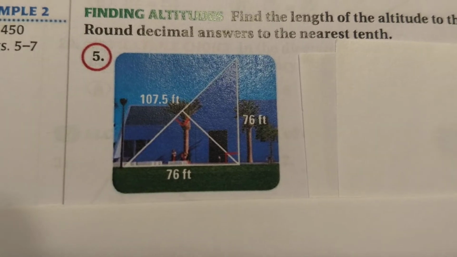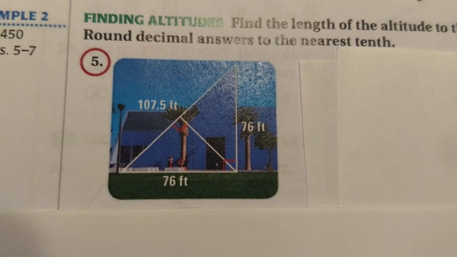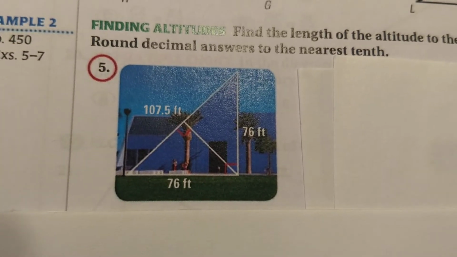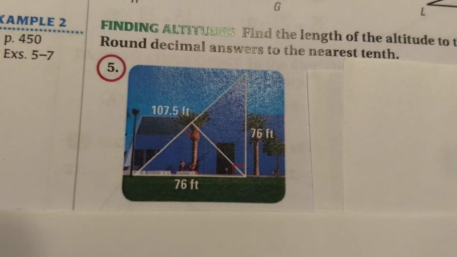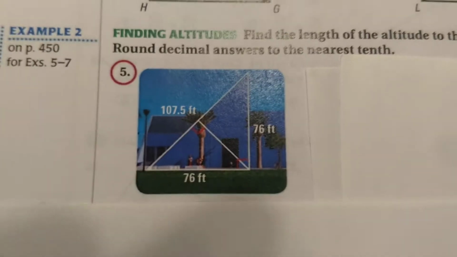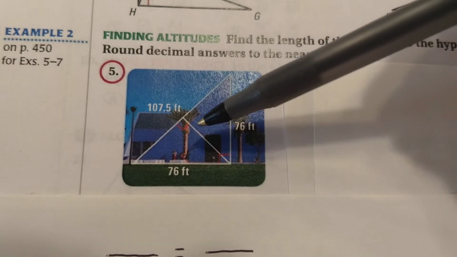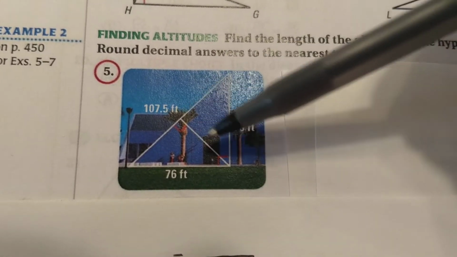5, we've got this beautiful picture of houses and palm trees, and it's kind of just dumb because they laid a triangle on top of it. But what we're trying to find here is the altitude that's cutting through the middle of it.